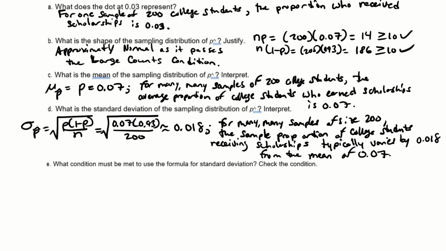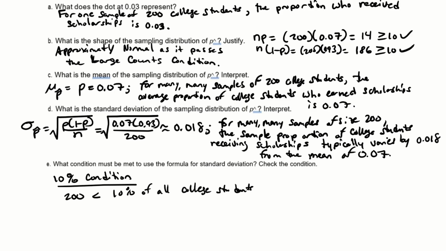And then part E, what condition must be met to use the formula for standard deviation? That's the 10% condition. To be able to use the standard deviation formula, we have to assume the 10% condition, and we're assuming that the 200 is less than 10% of all college students, which is true. We can assume that's true. All right, so the next one.